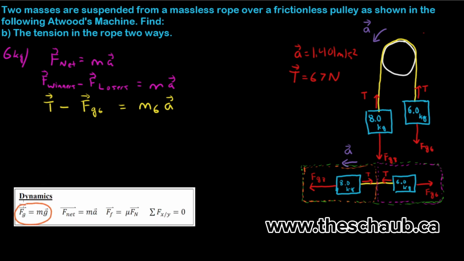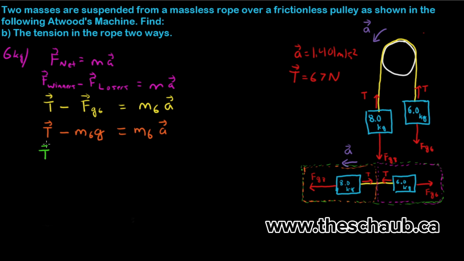Fg6 is equal to our mass times our value of gravity. So rewriting this, we get tension minus our mass of our 6 kilogram block multiplied by our value of gravity is equal to our mass of our 6 kilogram block multiplied by the acceleration of our system. Substituting our values, we get tension minus the mass of our 6 kilogram block, 6.0 kilograms, multiplied by the value of gravity, 9.81 meters per second squared, is equal to the mass of our 6 kilogram block, multiplied by the acceleration of our system, 1.401 meters per second squared, as found in part A.